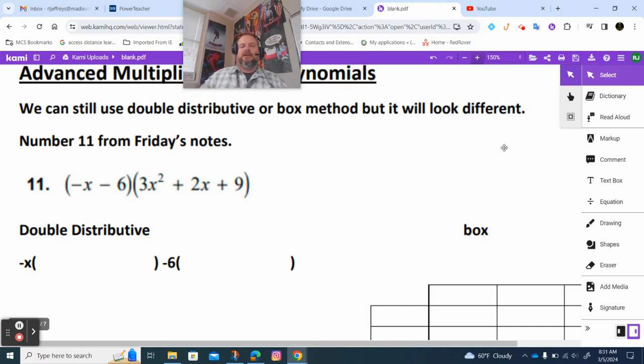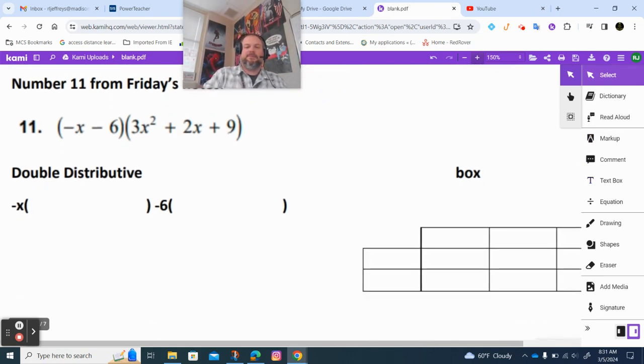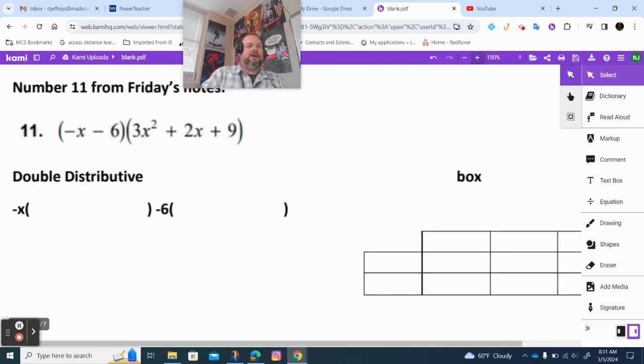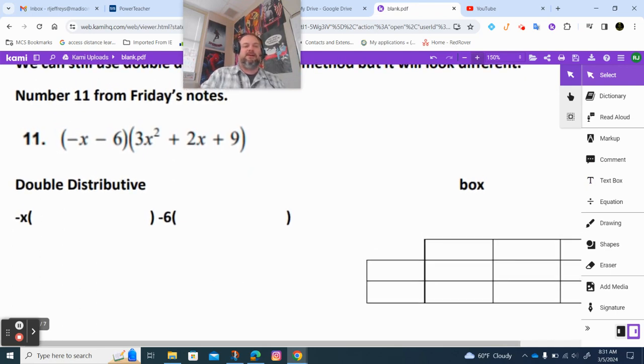Okay. So somebody who's really nice went ahead and set these up. Now, this was number 11 from Friday's notes that I said we weren't going to do. We didn't do 10 and 11. Guess what? I told you we're going to do 10 and 11 today. That's what we're doing. We're just doing 11 first, and there's a reason why.